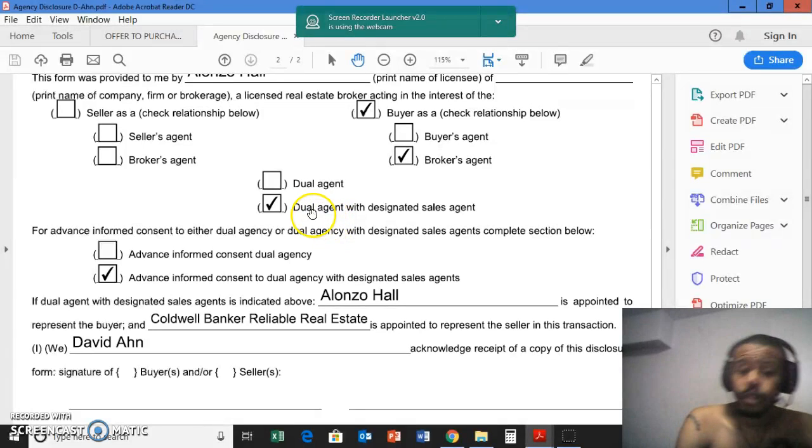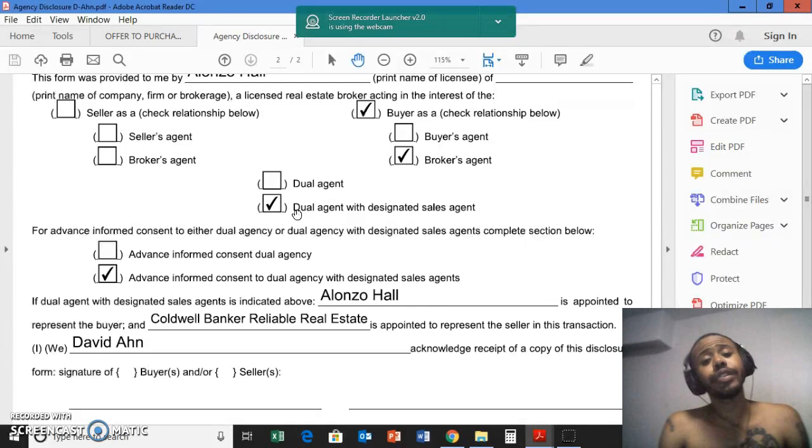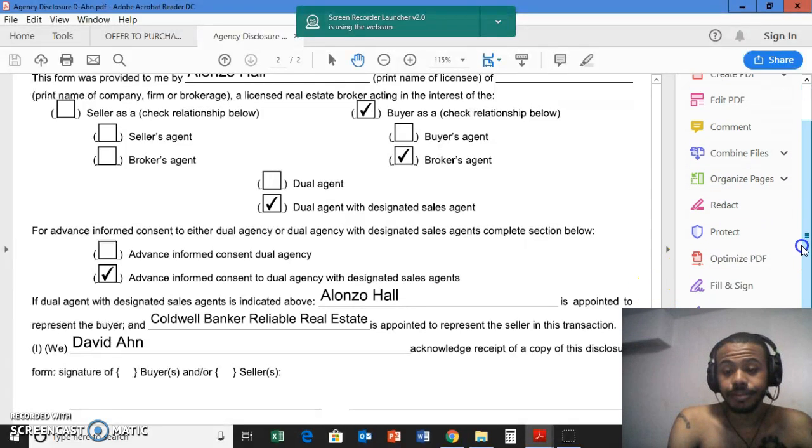So we're generally going to click dual agent with designated sales agent. Again, we're not telling them that we are going to find a property that is listed with us, but we're telling them we can, and if we do, I'm still representing you. And there will be a designated agent who will take care of the responsibility for the seller, so you're always going to have that situation. You're always going to be fully represented.